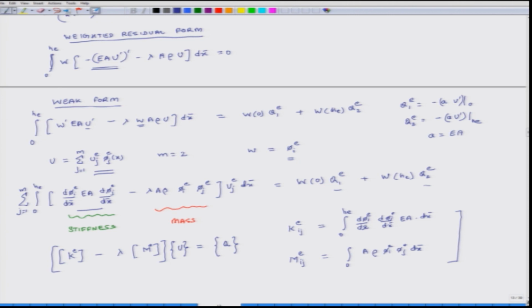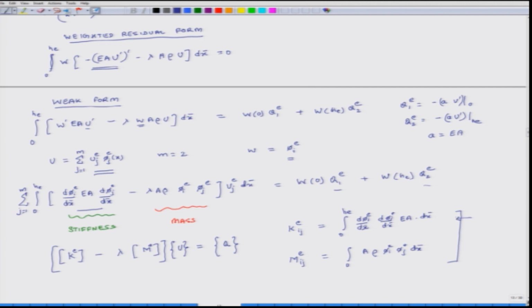So, in our earlier problems we had only one matrix which was multiplied by the unknown vector u. Here we have two matrices, one is the stiffness matrix, the other one is the mass matrix, and the mass matrix is multiplied by that lambda which is the eigenvalue of the system, and on the right side you have the q vector which is basically the internal reaction forces at the two ends of the element. Okay. Couple of things.